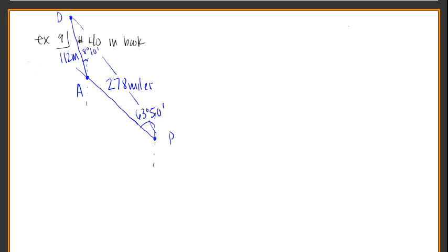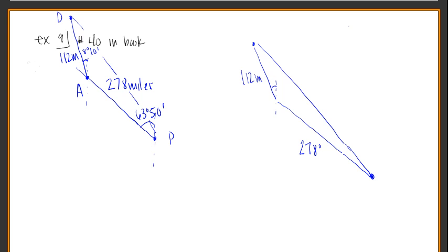Alright, let me see if I can give myself another picture just real quick so we can really see this. We're going to go all the way back there. That's that short angle AD, or 8 degrees 10 minutes. And that was 112. And trying to get this accurate, I'll probably go a little bit longer with this. And that's 278. And then to get from here all the way over there, that was at 63 degrees 50 minutes. Okay, and we want to know the bearing of D from P.